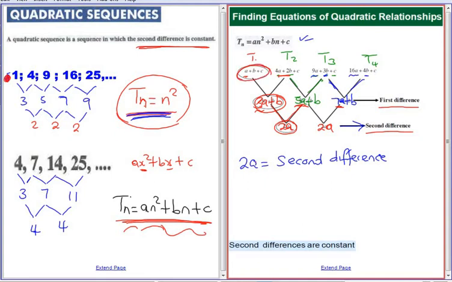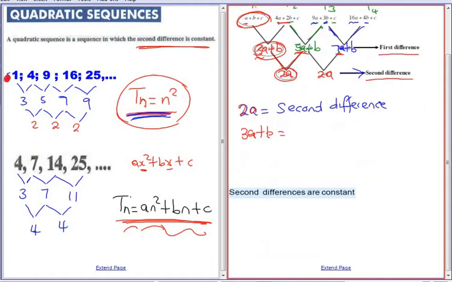So we have already talked about 2A, right? What about 3A plus B? You just equate it again to the first difference. So I think it would be better if I do it while showing you what I mean. So let me pick up that question over there. We had 4.